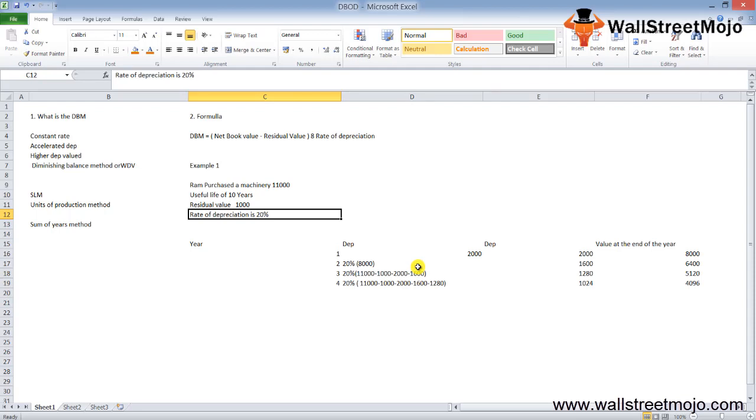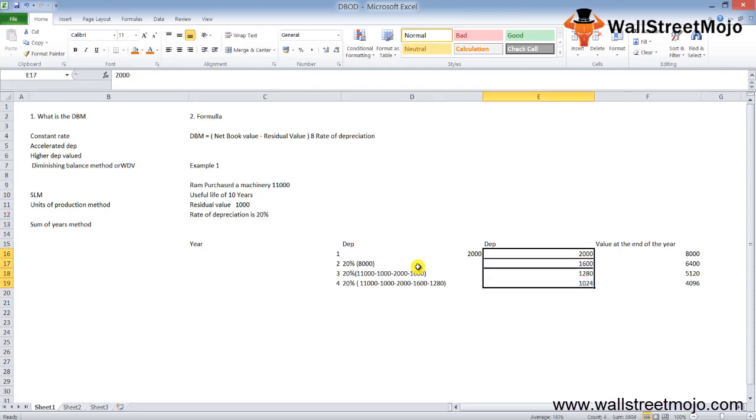As we can observe, the declining balance method (DBM) results in higher depreciation during the very initial year, and then it declines. You can see here it is really very high, and it keeps reducing as the asset gets older.